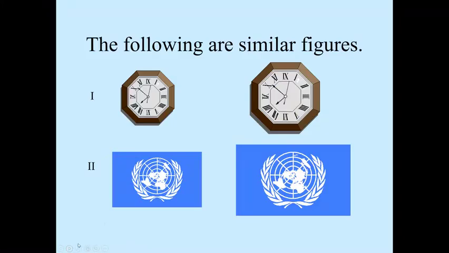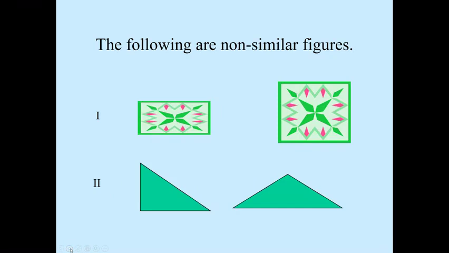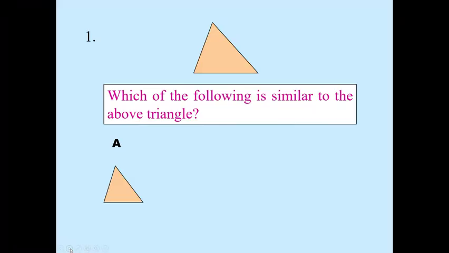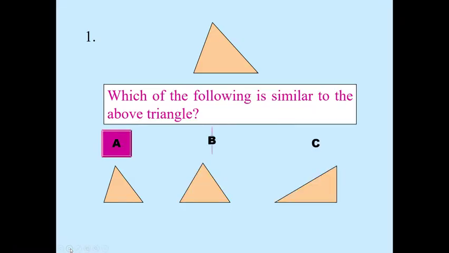Okay, here we have similar figures. One is smaller, one is larger, same shape, same angles, but the sides are not the same length. Same thing in this picture. Then we have some more pictures of non-similar figures. Which of the following is similar to the above triangle? So what would you pick there? Which one is similar?